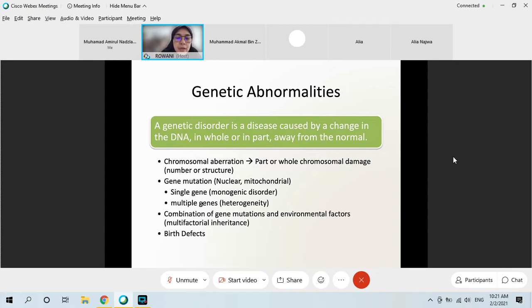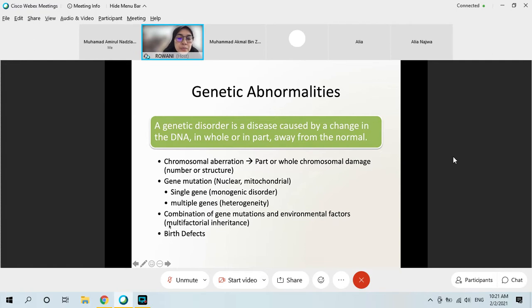Or multiple gene disorders, where different defects in different genes can result in that particular disease. Or it can be a combination of gene mutation and environmental factors. So we call it multifactorial inheritance.